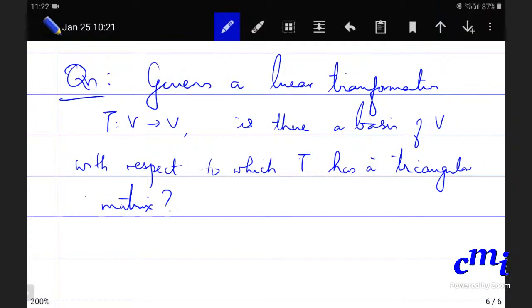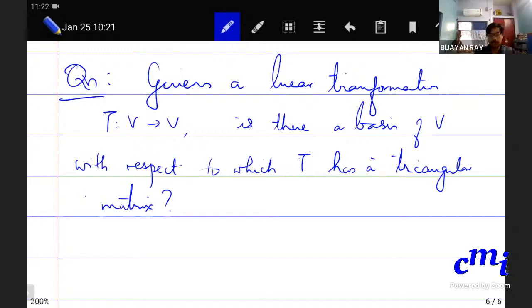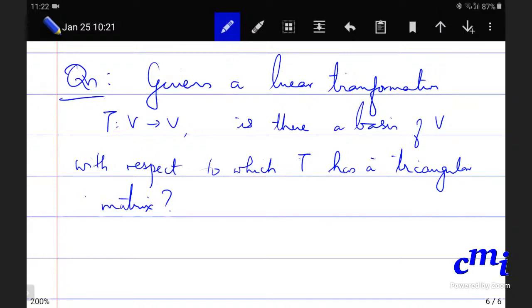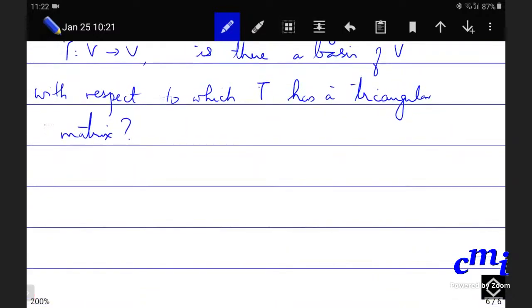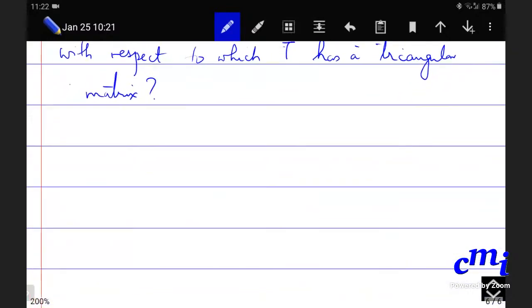Okay. But here we are asking for a basis with respect to which the matrix T has... So maybe, instead of waving my hands in front of the camera, let me just, okay, so this is just an aside.